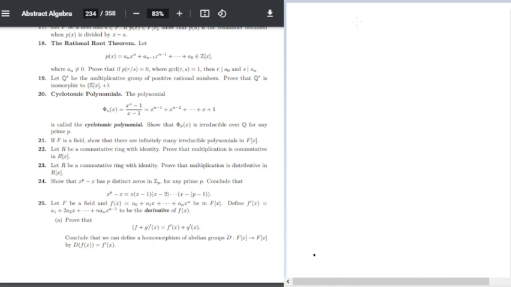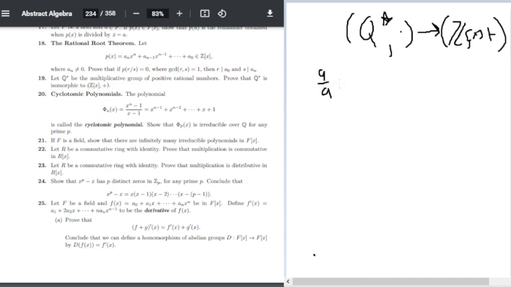So let me rewrite it on the board. We want an isomorphism between Q star under multiplication and Z[x] under addition. Okay, so we know that A over A is sent to 0. Not that, that's horrible notation.